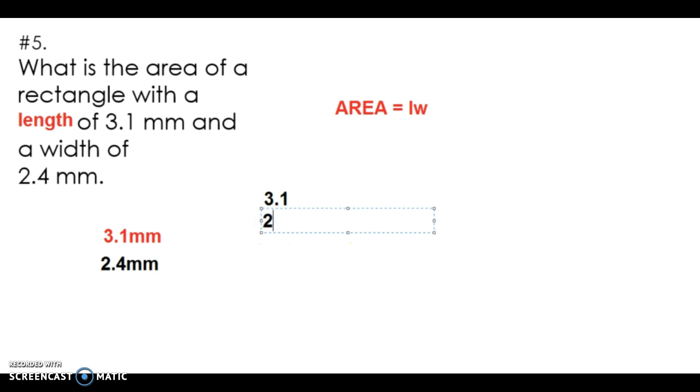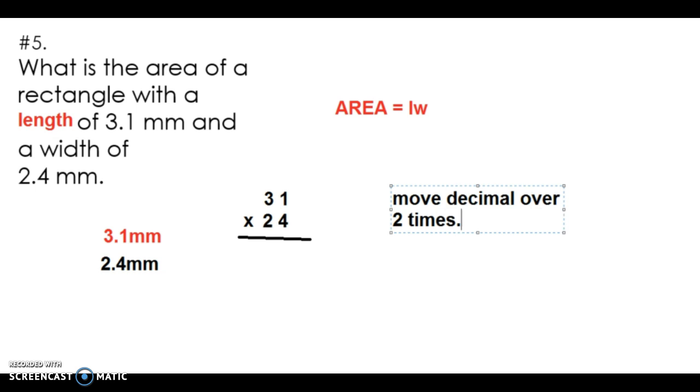3.1, 2.4. We don't actually need to line up our decimals because in multiplication, we just figure out how many numbers to the right. So there's one number to my right here, one number to the right here. So at the end, we're going to have to move our decimal over 2 times. And then it becomes a simple multiplication question. So 4 times 1 equals 4. 4 times 3 equals 12. You're going to add your 0 for your placeholder. Now 2 times 1 equals 2. 2 times 3 equals 6.